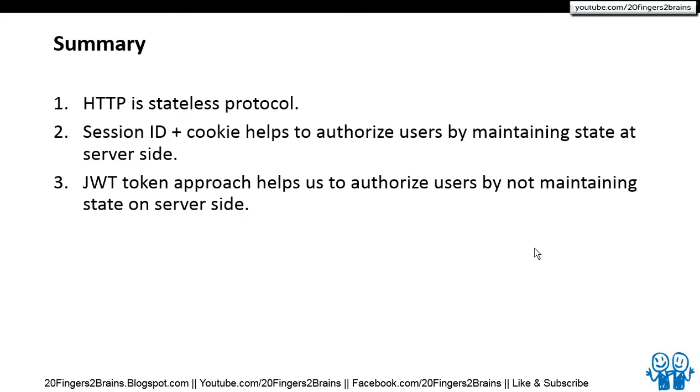So let's see what we have seen in this video. So the summary part. We've seen that HTTP is a stateless protocol. That state can be maintained using session ID plus cookie, which helps us to authorize users by maintaining state, and that has some drawbacks. Those drawbacks are solved by the JWT token approach, which helps us to authorize users by not maintaining state on the server side. And by that, the applications are scalable and there's no performance overhead on the servers.